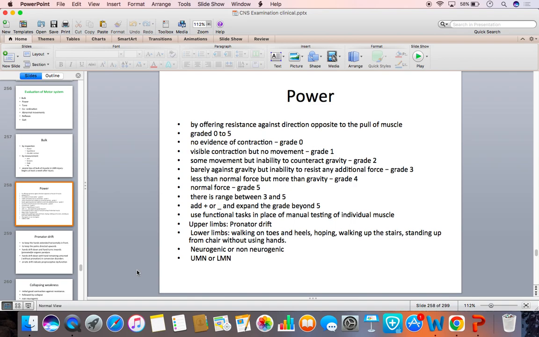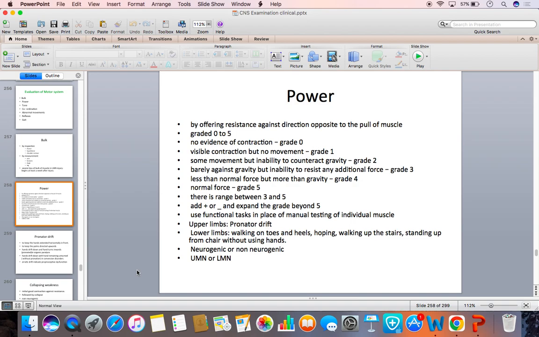Then what is power? Power is the resistance against active movement. When you ask the patient to move the limb against resistance, it will give you the strength of that particular muscle. So it is graded between 0 to 5. Define power. Power is the resistance against active movement.